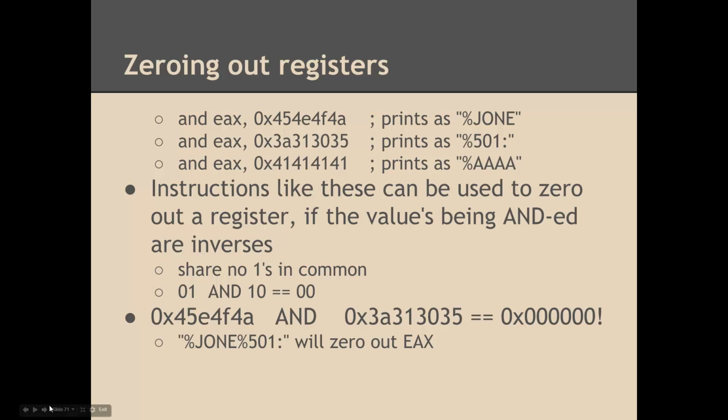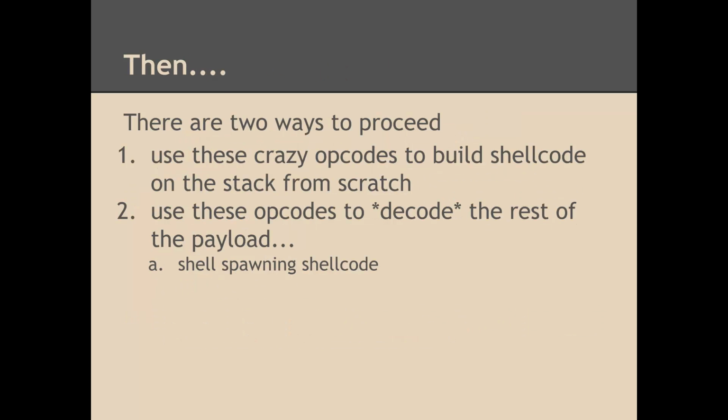For instance, the following ASCII, %JONE%501: will actually zero out EAX, as the bytes in 4A4E4F4A and this hex value, when ANDed together, share no common bits, and so that will zero out EAX. This is just an example of one of the tricks used in this arena.